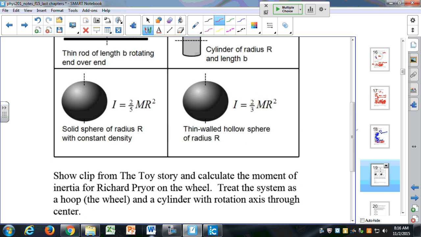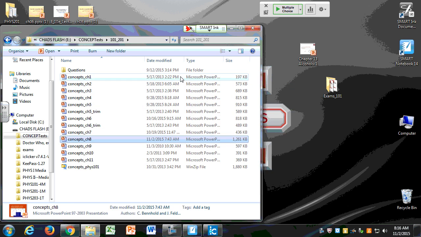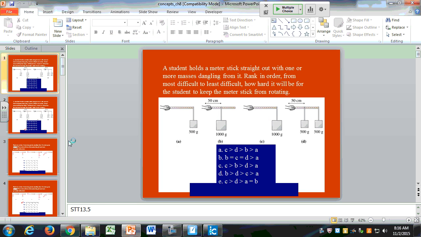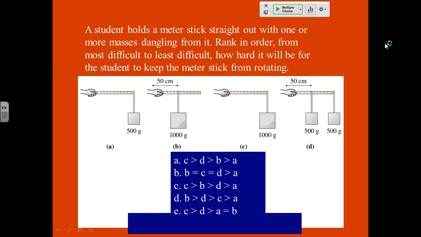Let's finish up those clicker questions. I don't usually like to do a whole lot of derivations, but I do want you to be able to do it for the exam, so I wanted to use some class time for that.